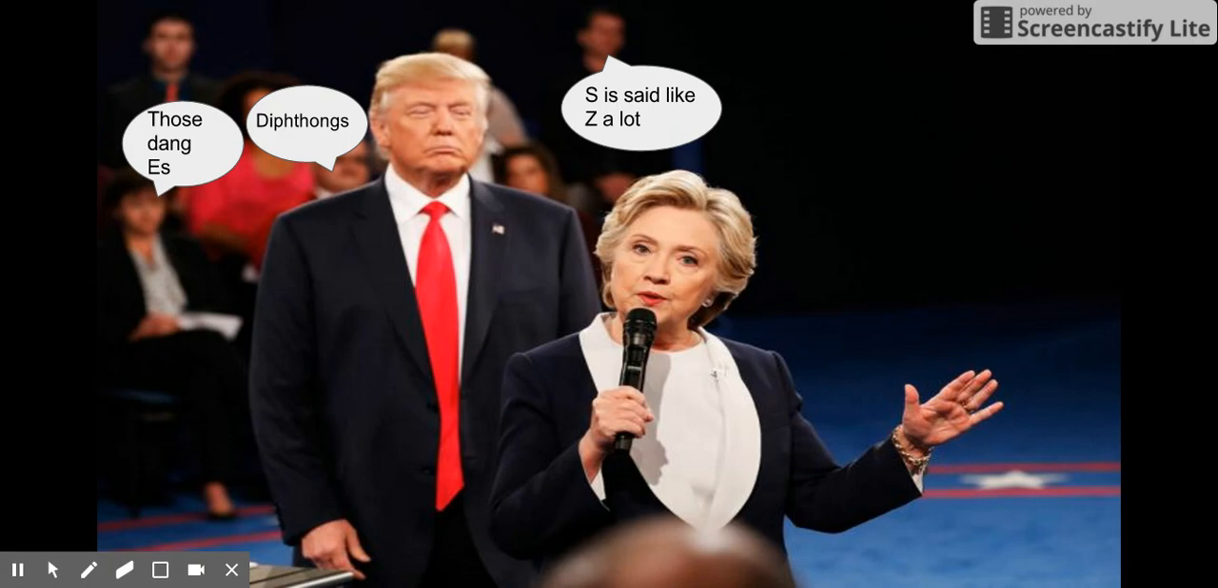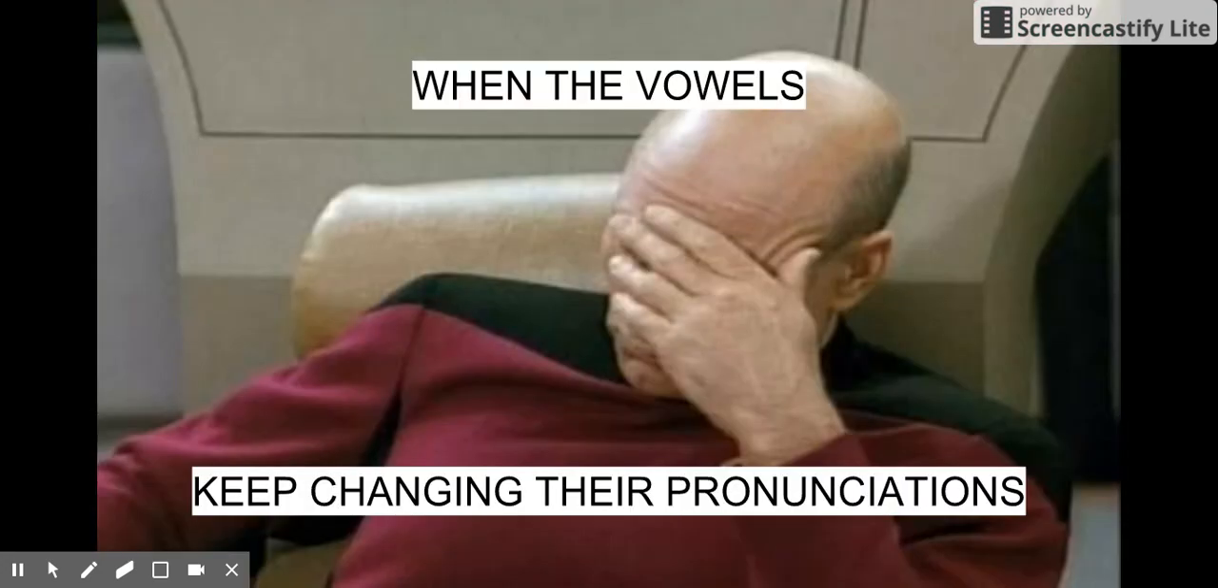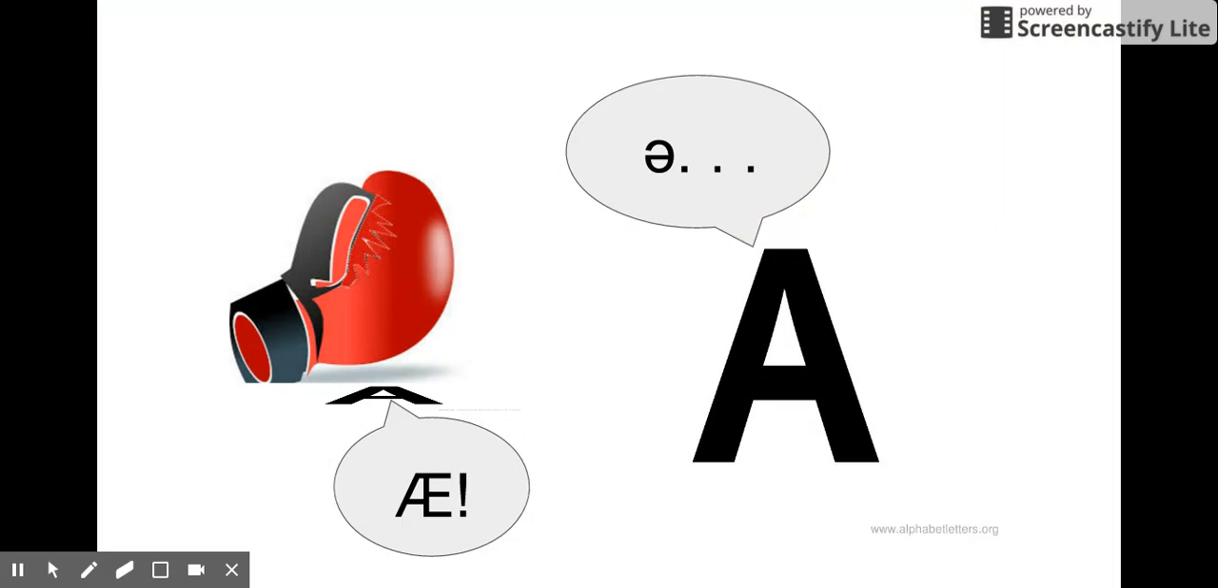Any of these complaints can be examined in three main reasons for the modern difficulty of English spelling. The first reason partially answers the people who are frustrated about morphing vowels. It's just that English is a reductive language. In reductive languages, the pronunciation of the vowels changes depending on whether the vowel is stressed or not.